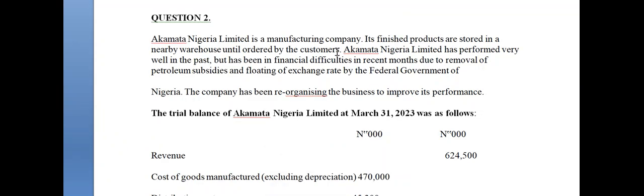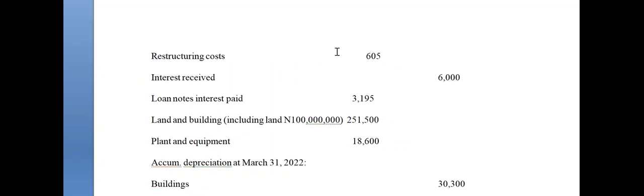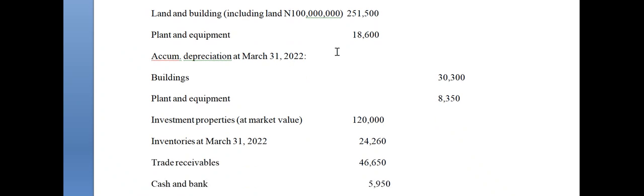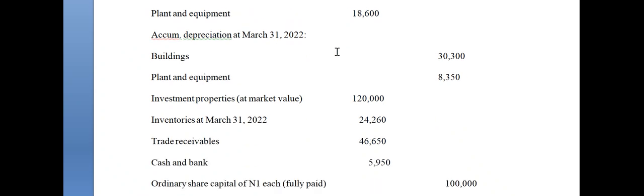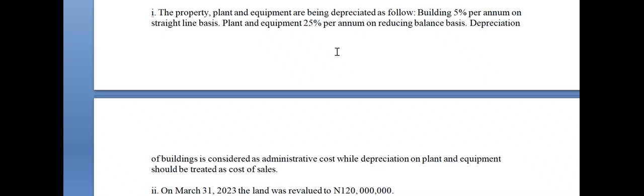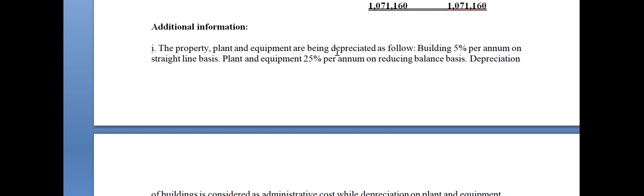And so you have revenue, you have restructuring costs, interest received, and then you have a building. You have the total to be 1,071,160. Then you have additional information. The property, plant, and equipment are being depreciated as follows.